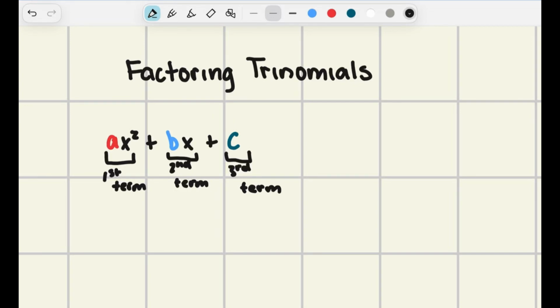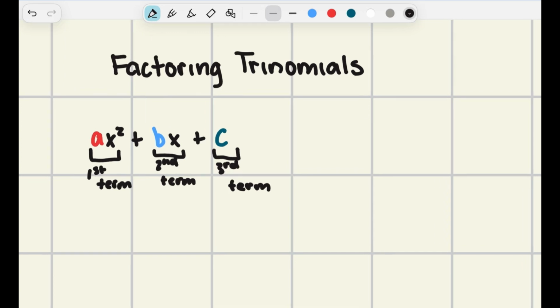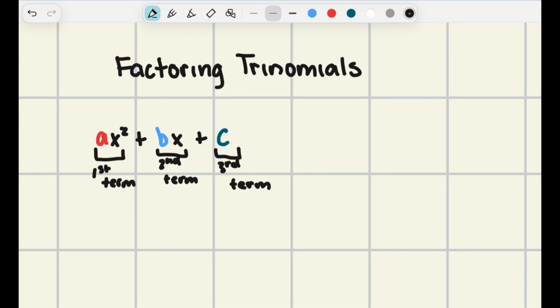Okay, today I'm going to walk you through the steps of how to factor a trinomial. In this video, I will show you how to factor trinomials when a is equal to 1. In the next video, I'll show you how to factor trinomials when a is equal to anything greater than 1. That's for next video. In this video, we are focusing on when a is equal to 1.